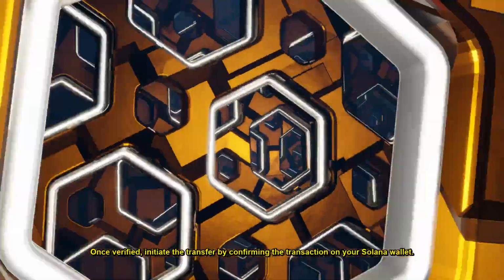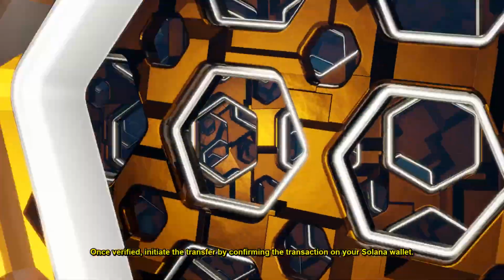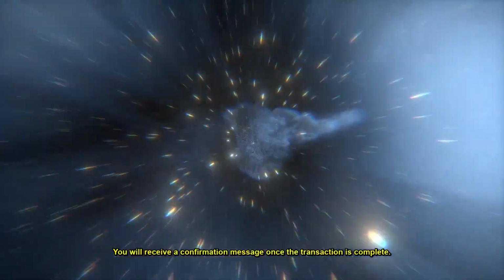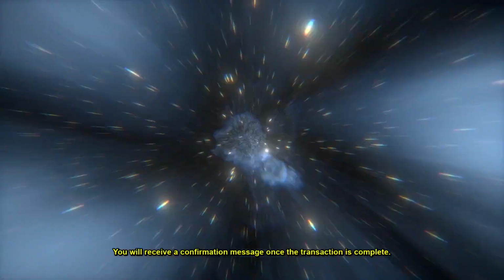Once verified, initiate the transfer by confirming the transaction on your Solana wallet. Wait for the transaction to be processed on the Solana network. You will receive a confirmation message once the transaction is complete.